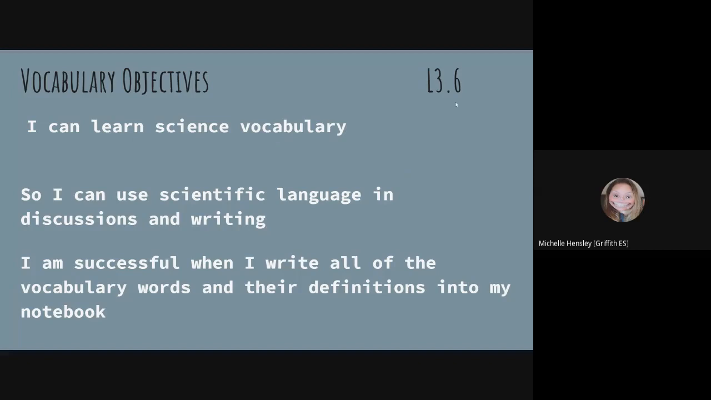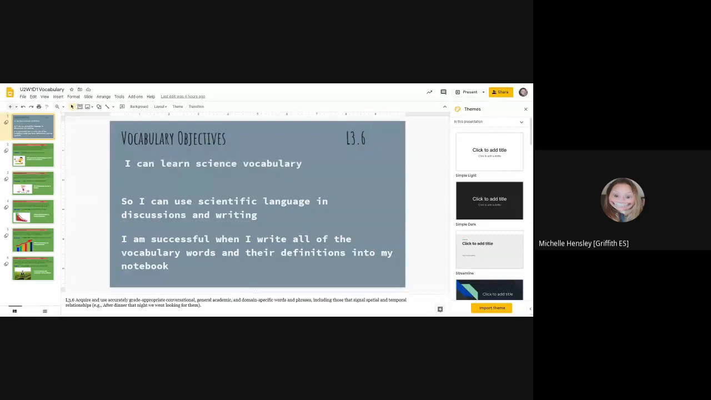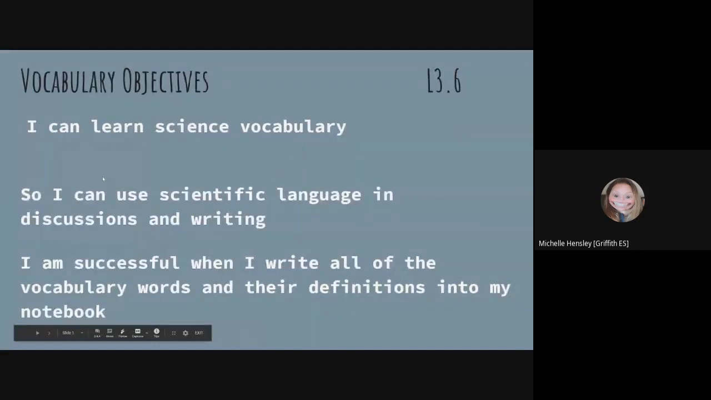As you can see, we have our standard here. It's L for language, 3 for third grade, .6, and L3.6 says basically, if I escape out here, you'll see, acquire and use accurately grade appropriate, conversational, general academic, and domain specific words and phrases, including those that signal spatial and temporal relationships. Okay, so it says basically that you're going to learn new words and use them appropriately.